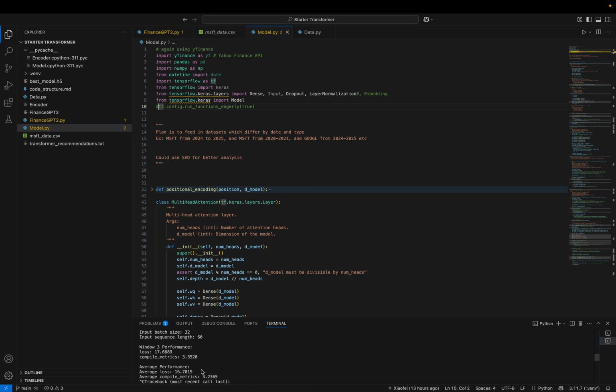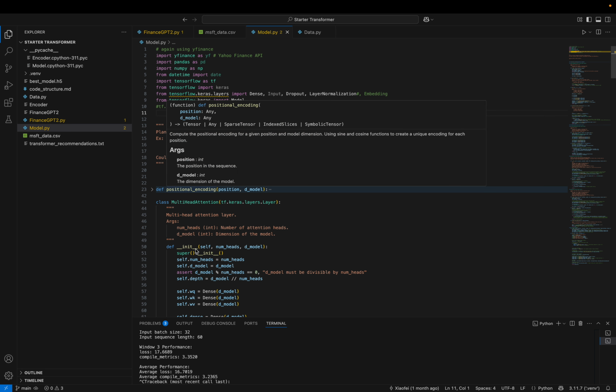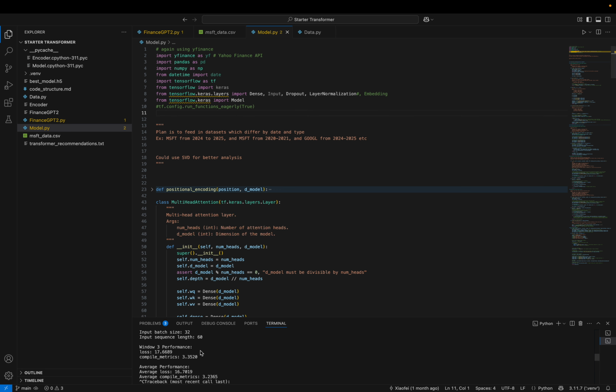So in the next video, I'll try to fix this error, because TensorFlow graph is usually more efficient, so we don't want to use this line. And then I'll also try to experiment with hyperparameter tuning. And yeah, that's about it.